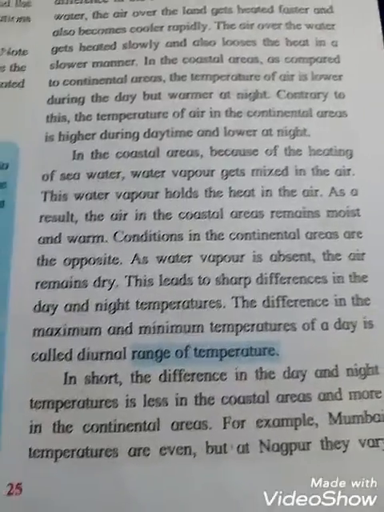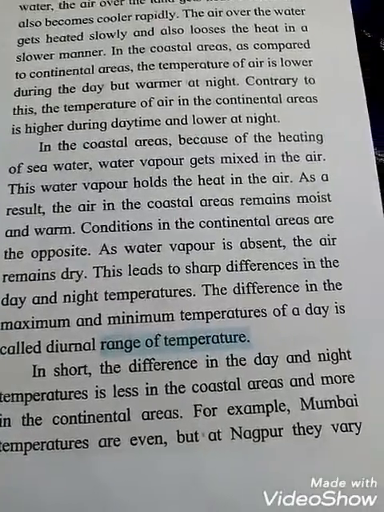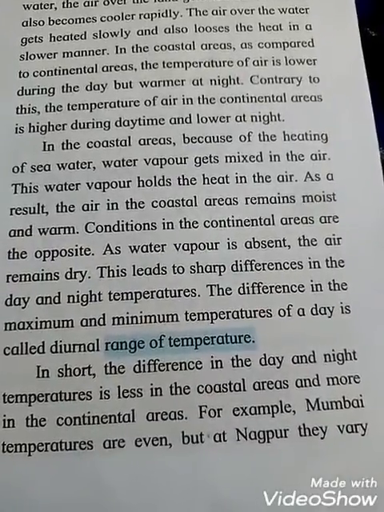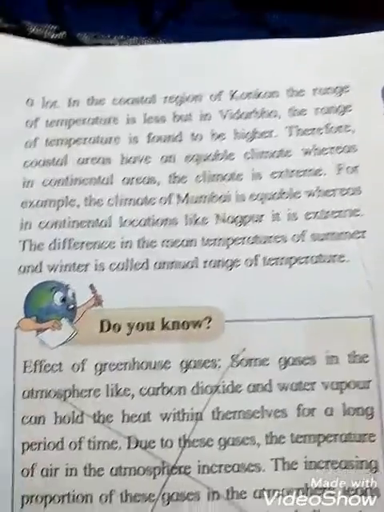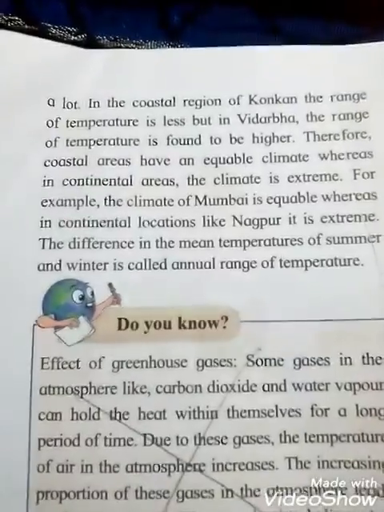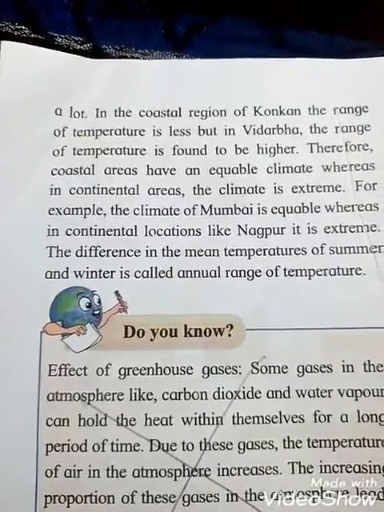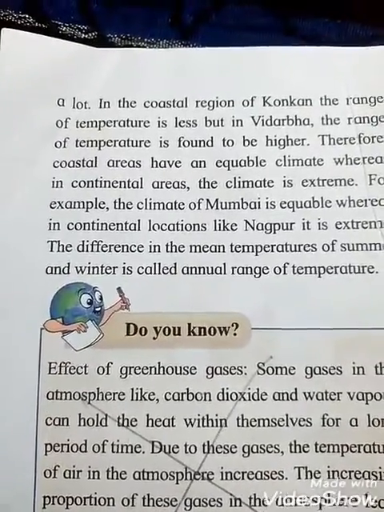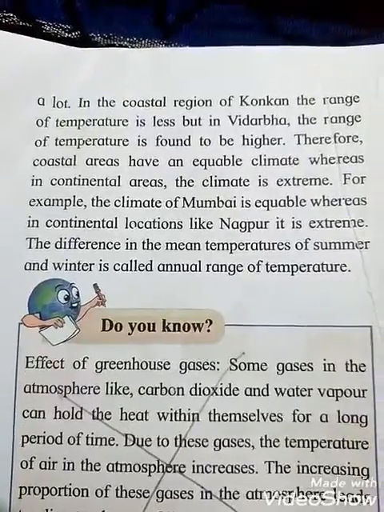Okay students, see the examples given here. Mumbai temperatures are even, but at Nagpur they vary a lot. In the coastal region of Konkan the range of temperature is less, but in Vidarbha the range of temperature is found to be higher.